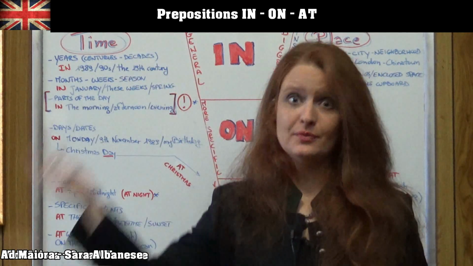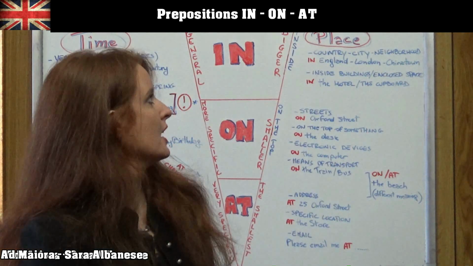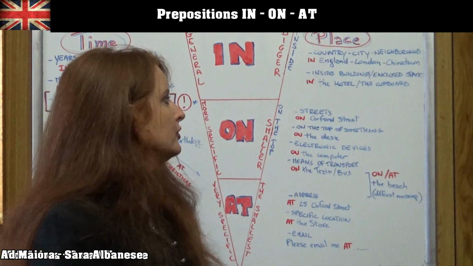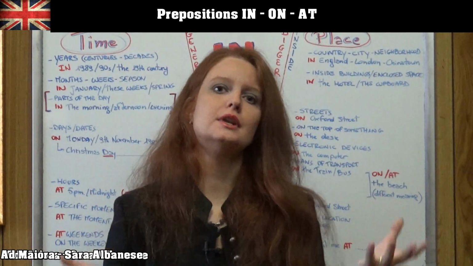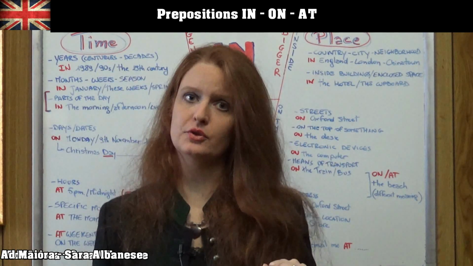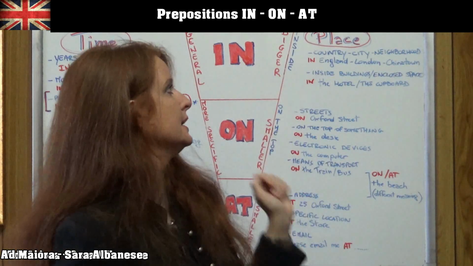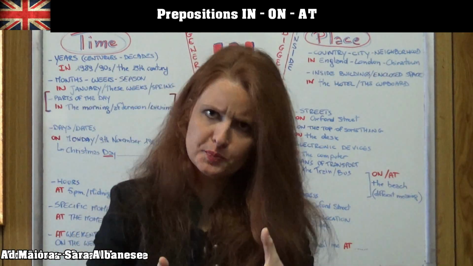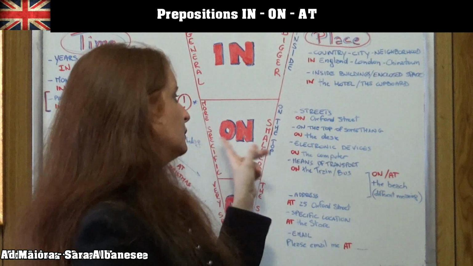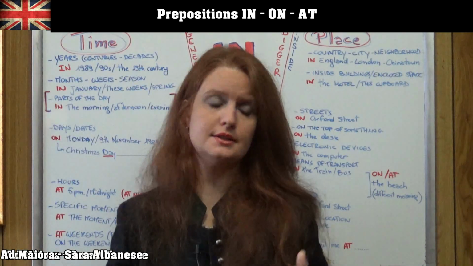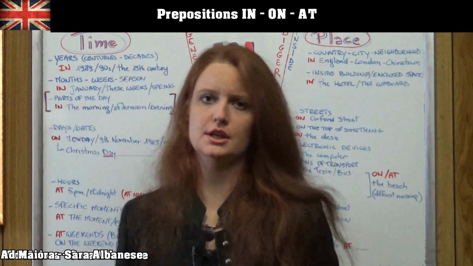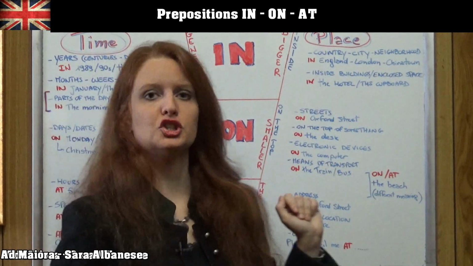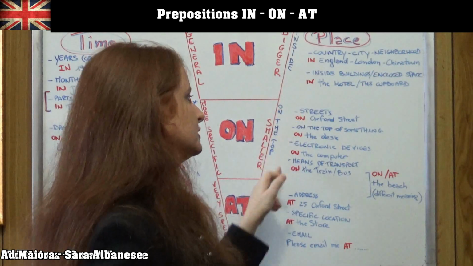Okay? Then let's go on the other side here. So place. I use on in order to name streets, for example. The preposition in, we talked about countries, towns, neighborhoods. Now we are going more specific, more in detail, and we use on in order to express streets. On Oxford Street, for example. Then again, and that was the definition in red here, then there is the other definition in blue.